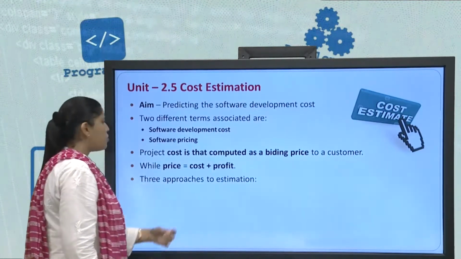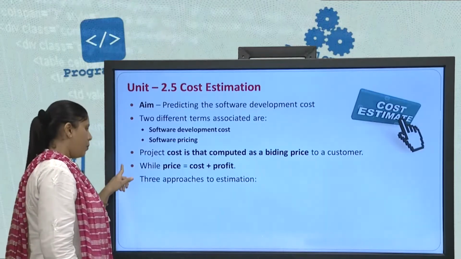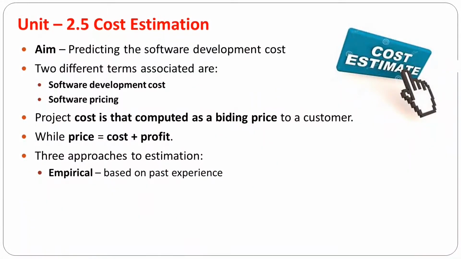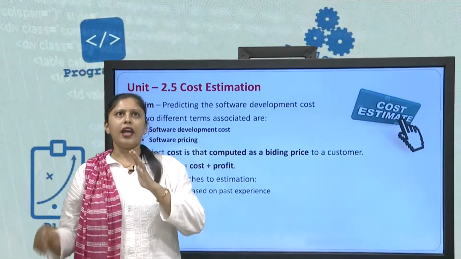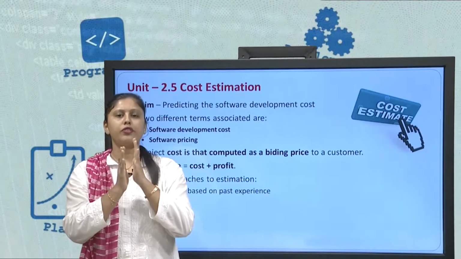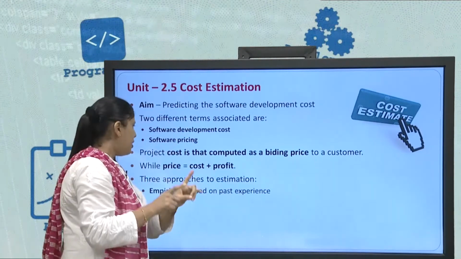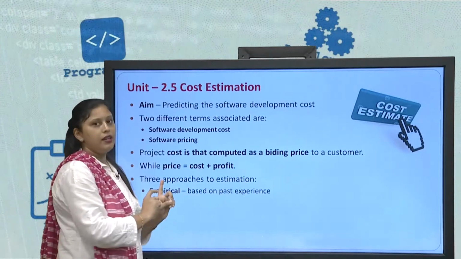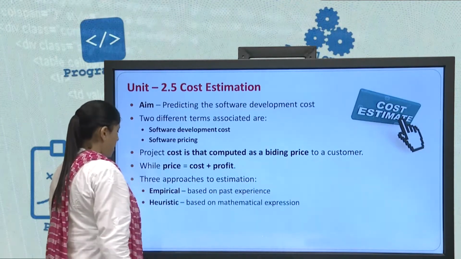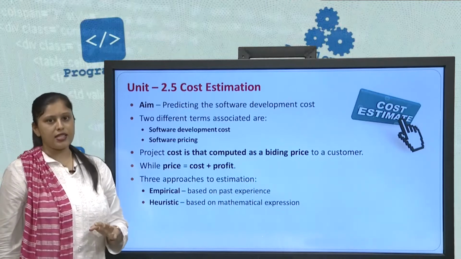Now, there are three approaches to estimation. The first being empirical estimation. This is always based on past experience. For example, if I am to construct some software similar to software that I have already built in the past, then I know a rough estimation of the cost. So, on the basis of my previous project, I estimate the cost for it, we call it empirical estimation. Next is heuristic estimation.